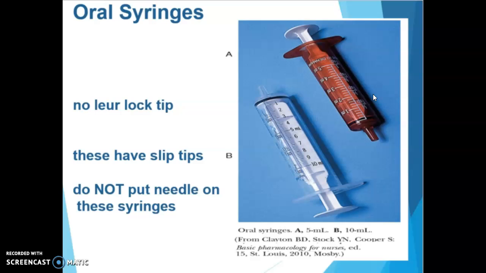My 2-year-old, I'm not going to give her a medicine cup. I'm just going to pull up some medicine in this oral syringe and shoot it into her mouth. So they will not ever have a needle on them. If you look at the tip, that's called a slip tip.